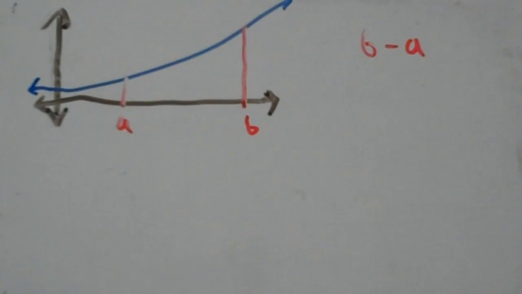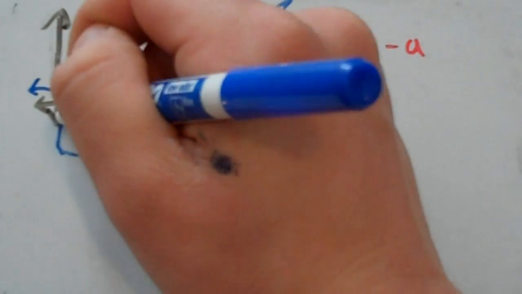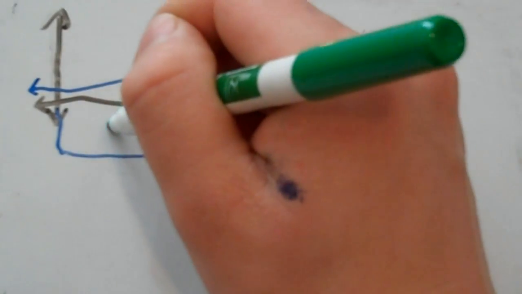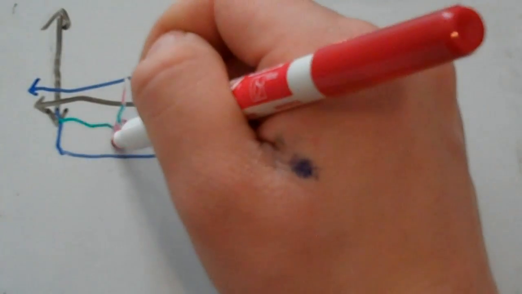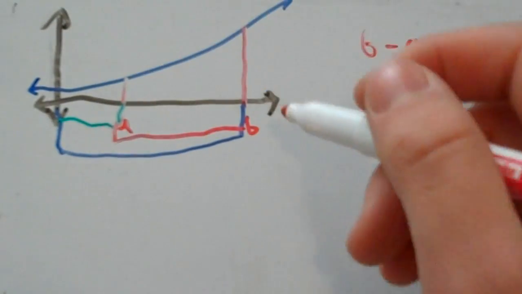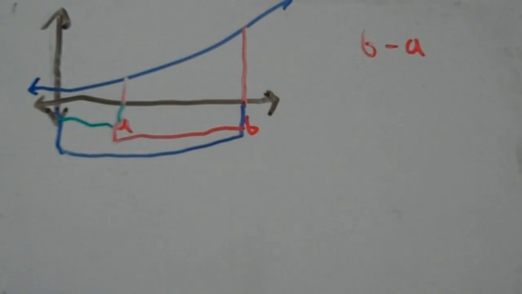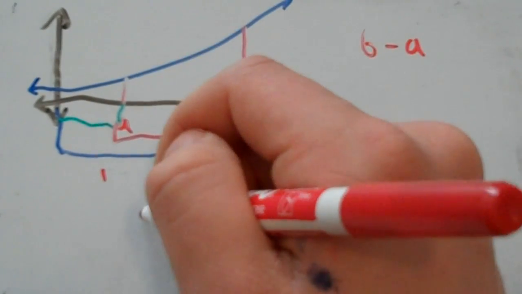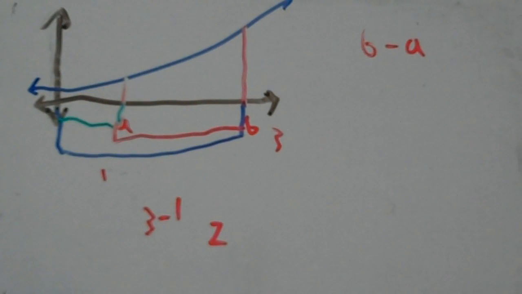And I can show you how that works, because B is this full distance, A is only this distance, and we want to figure out this distance. So we can take the B and then get rid of this A segment. For example, say we have it going from 3 to 1, so the width would be 3 minus 1, or 2. That makes sense.